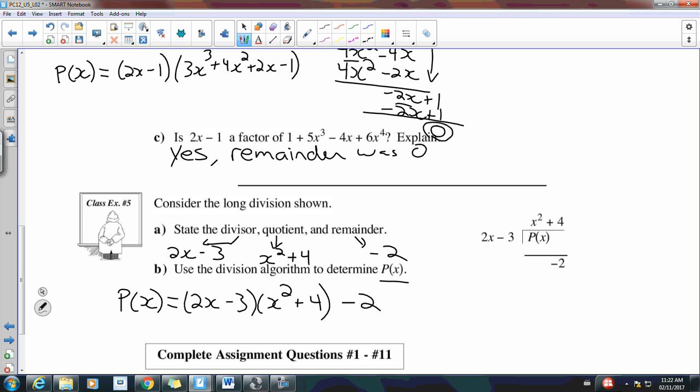If we expand this out, you would need to use FOIL. You would get 2x cubed plus 8x minus 3x squared minus 12 minus 2. So that gives us 2x cubed plus 8x minus 3x squared minus 14.